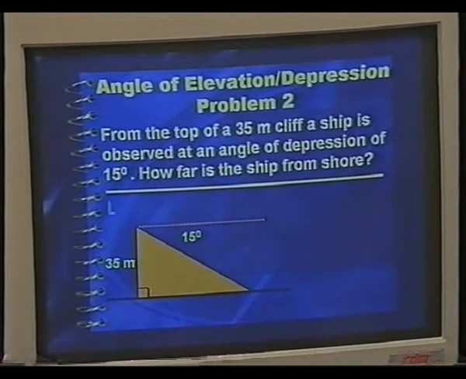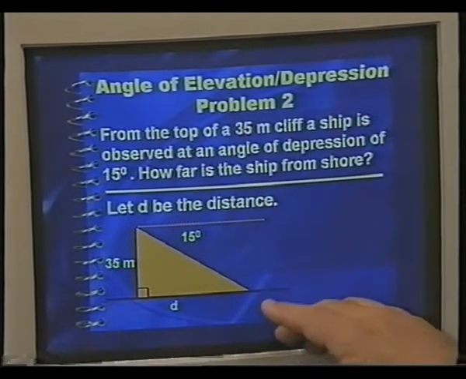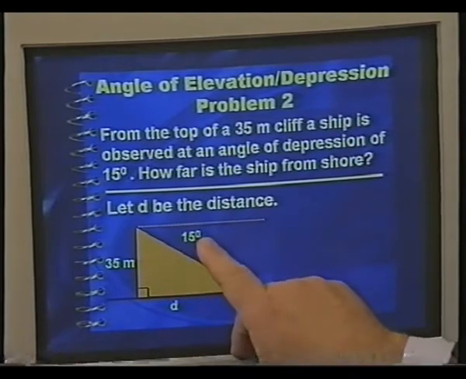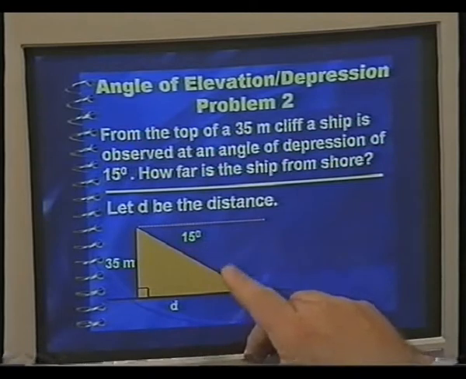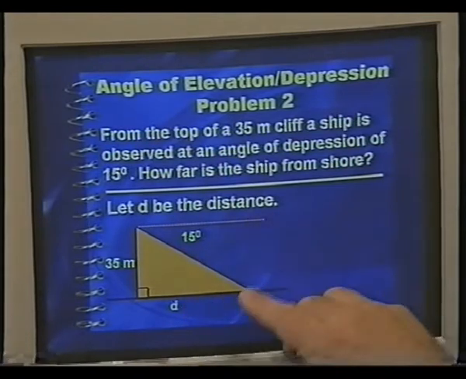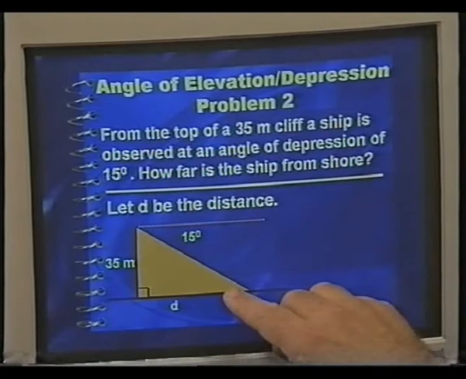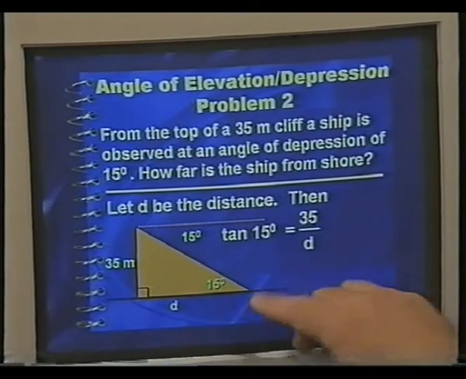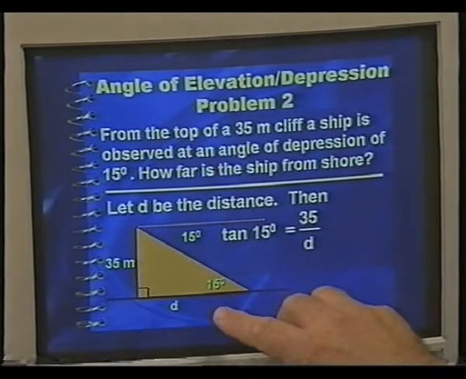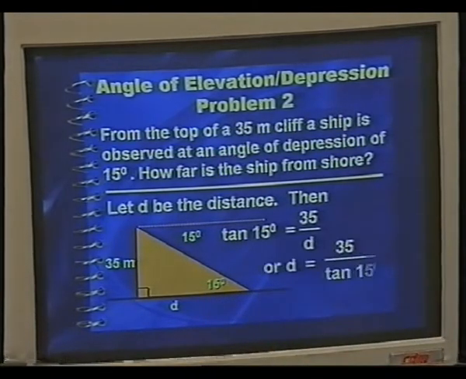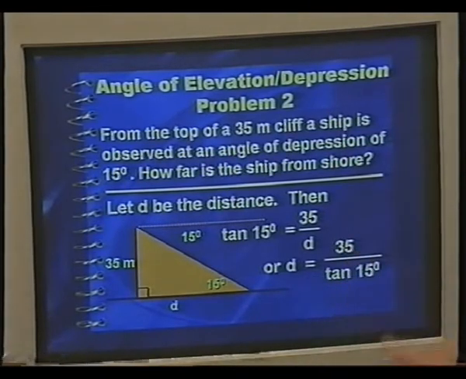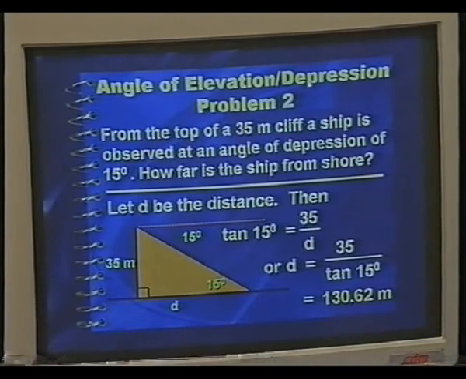Now here's the mistake, because a lot of people regard that angle there to be 15 degrees, but that's not the case. This one is 15 degrees, but you can make use of properties of parallel lines to conclude that that angle there is 15 degrees. And then we know that the tangent again of 15 degrees must be 35 divided by d. Consequently, d must be equal to 35 divided by the tangent of 15, and that should come to 130.62 meters.